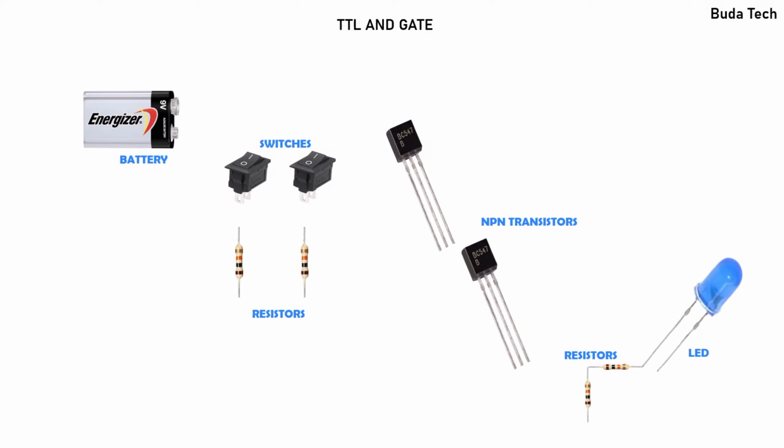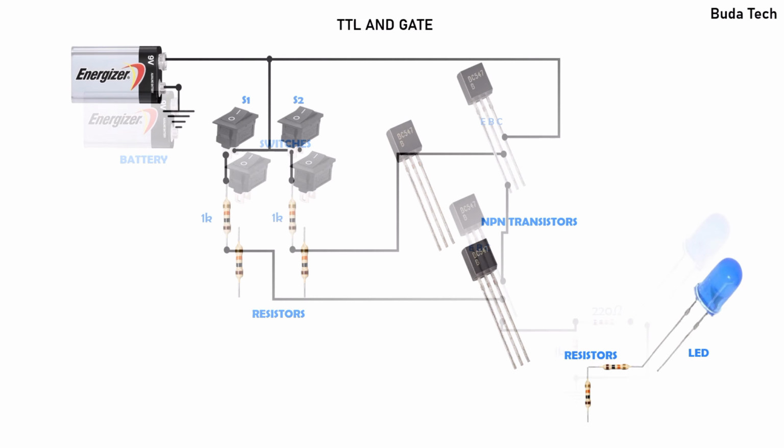Yes, now we are going to demonstrate the AND gate using transistors. We are going to use two NPN transistors, two switches, an LED and 4 resistors, together with a source of power, a 9V battery. So the next move is how the configuration is done.